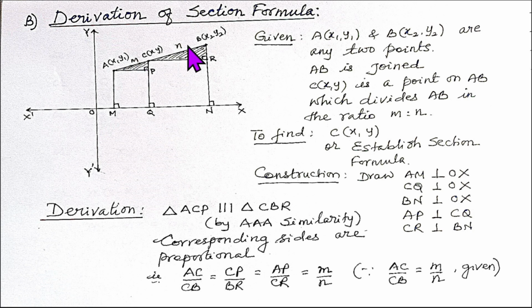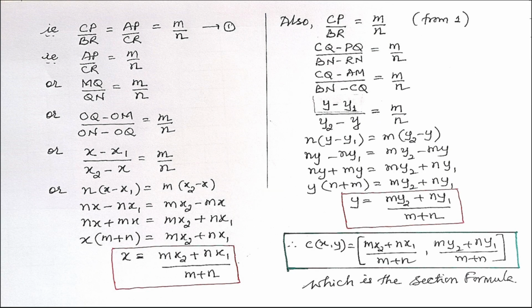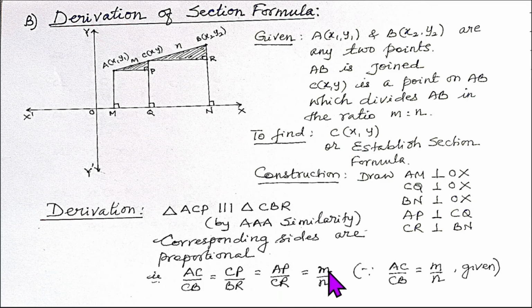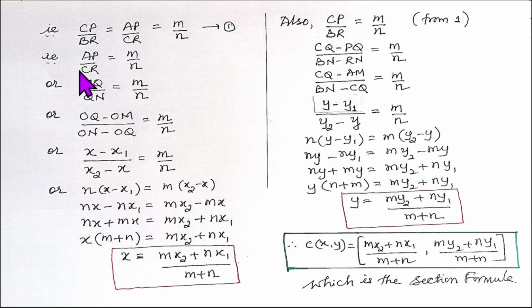AC upon BC is m upon m is to n, and that is m upon n, and that is equal to m upon n because AC upon CB is equal to m upon n. AC upon CB is m upon n. So remember this relation. Now let us take AP upon CR is equal to m upon n, this ratio and this ratio, that is AP upon CR is equal to m upon n. So that's what I have taken here. AP upon CR is equal to m upon n.